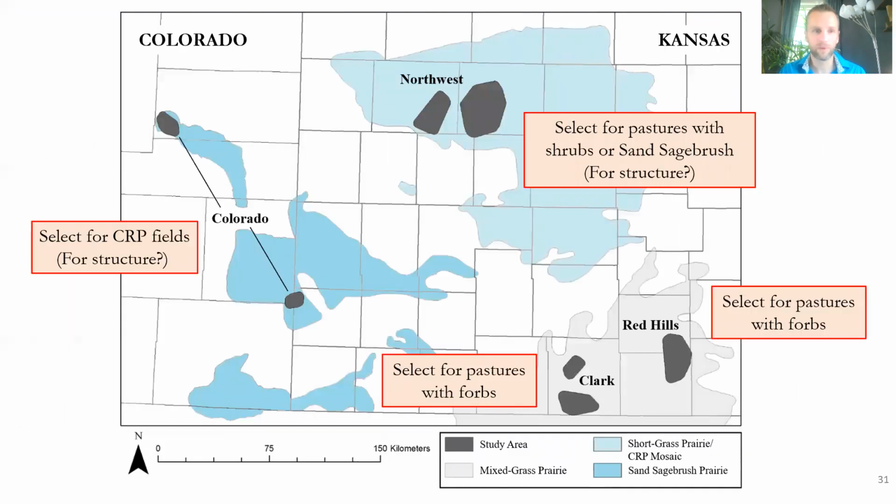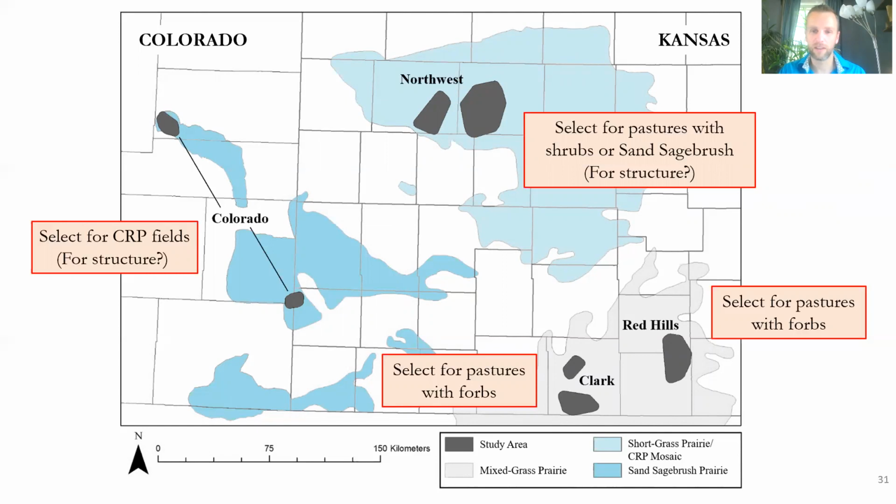So to sum this all up, there were a lot of graphs, and luckily you can pause the video. On the west here in Colorado, we could see that Lesser Prairie-chickens selected for CRP fields, and it might be because of structure. It's the western side, low vegetation, except for in the CRP fields. In the northwest, they selected for pastures with shrubs or sand sagebrush. Again, in a relatively arid environment, this could provide some structure on the landscape for chickens to use during the breeding season as cover or in other ways.